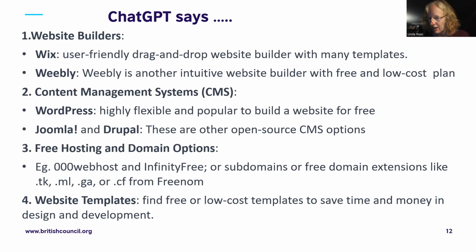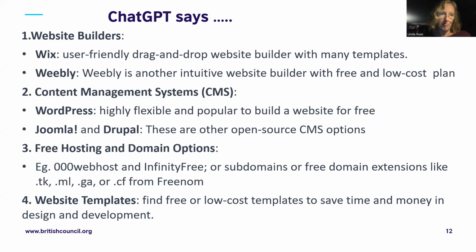I got a bit more here from ChatGPT. Again, my friend, I've been looking up all of these things here. So ChatGPT says that Wix is the user-friendly drag and drop website builder. So user-friendly, meaning it's not that difficult to use, one of the easiest ones. And then Weebly, another word there, intuitive. It means that it predicts what you want, and it's got a free plan and a low-cost plan, so you can decide which one you want. Ideally, you don't want to spend any money at all, so ideally you go with a free plan if you go with Weebly.